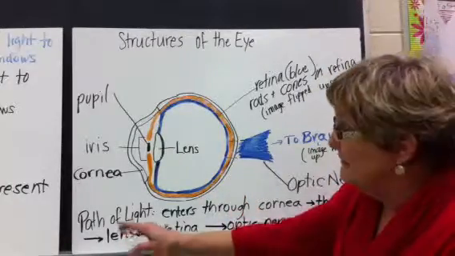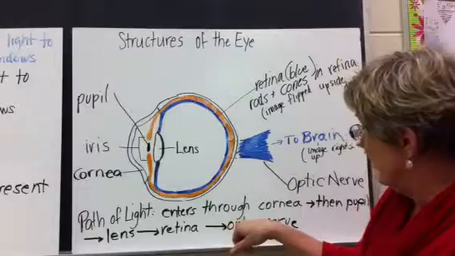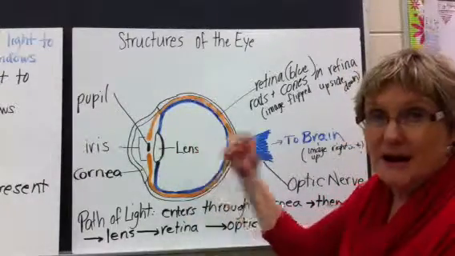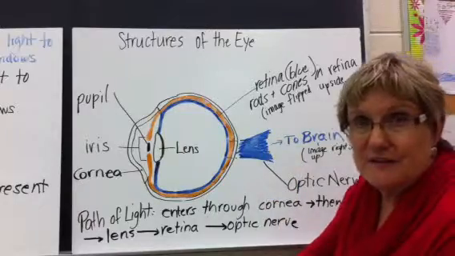The path of light enters through the cornea, then the pupil, then the lens, retina, optic nerve, and the signal is sent to the brain.